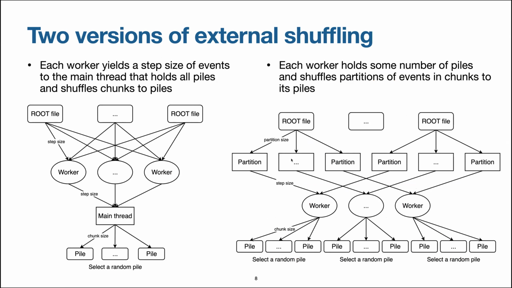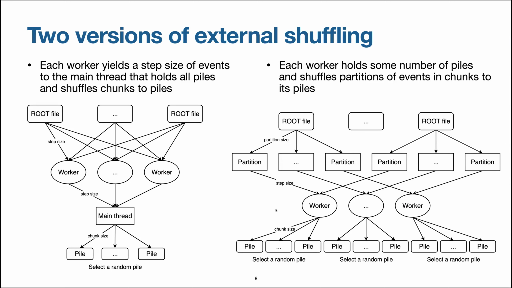Okay, and the library supports two versions of this external shuffling. In the first one, each worker yields a step size of events to the main thread, and this main thread then holds the piles and is responsible for shuffling the step size of events to the selected random piles, the HDF5 files. This is the first algorithm it implements. The second one is a parallel version where we additionally partition the events from a ROOT file, and each worker holds its own piles, selects a random pile, and shuffles a chunk size from its step size partition to each pile it holds.